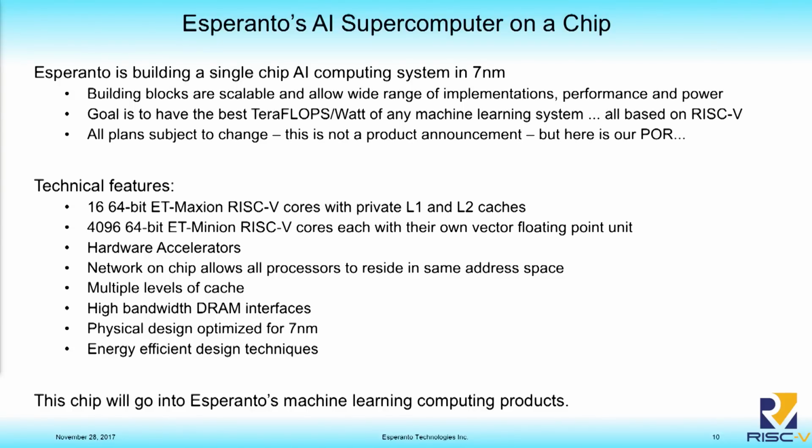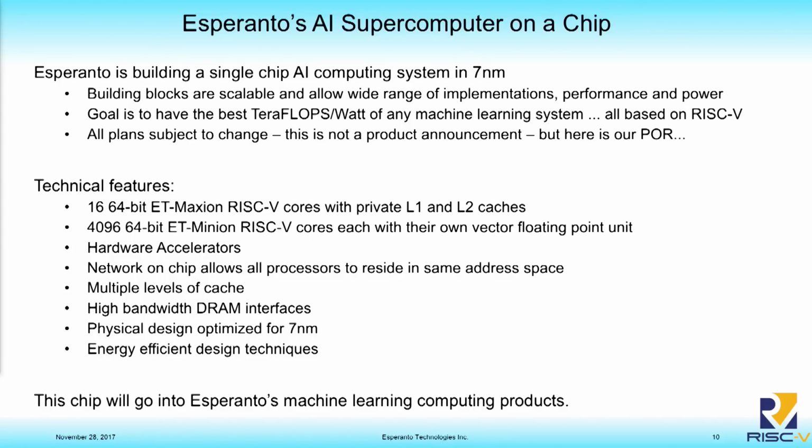We're going to put over 4,000 full 64-bit RISC-V cores, each with their own vector floating point unit. We're not saying exactly how wide that vector floating point unit is today, but you do your own guesses of math. How many flops per clock times how many cores times clock rate? This is a lot of teraflops on a chip.